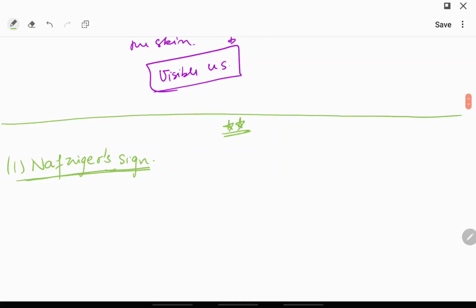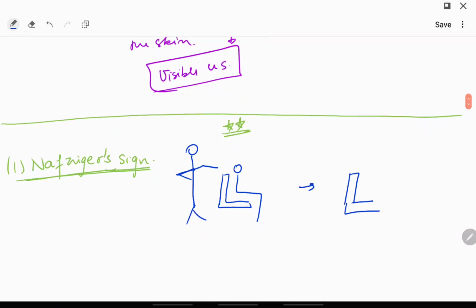Okay, so in this sign, how it is done is the patient is made to sit on a chair. Okay, so this is the patient sitting on the chair. The doctor stands behind him like here. And the patient is asked to extend his neck. The patient extends his neck and he sits like this.